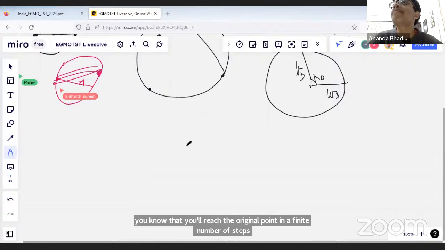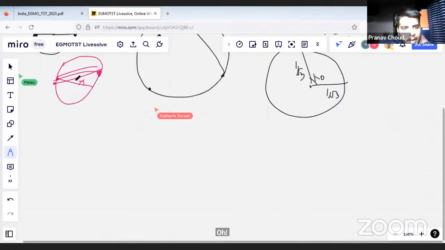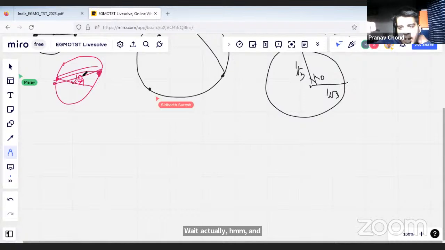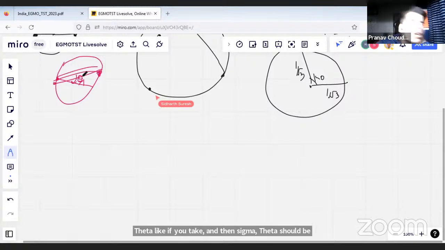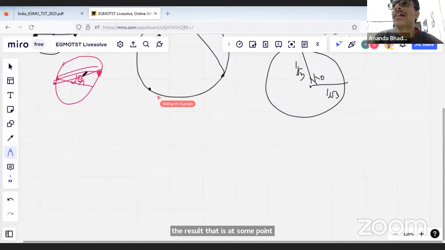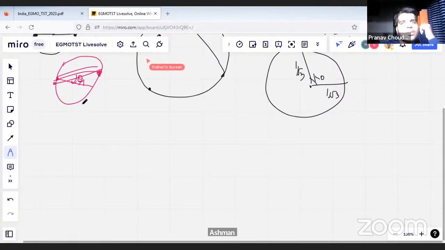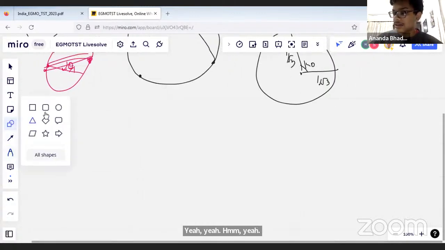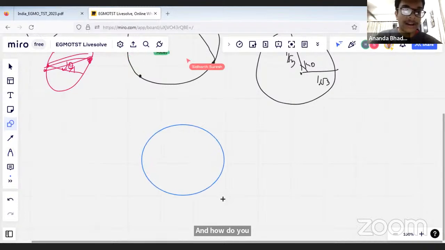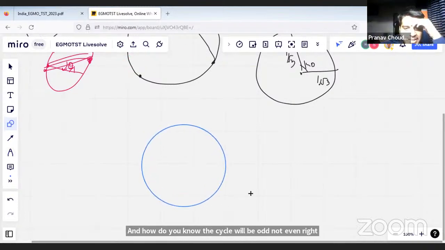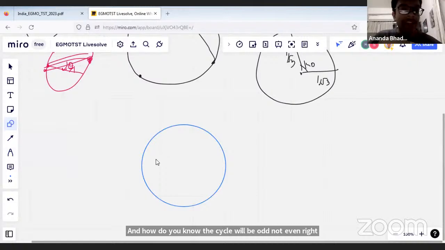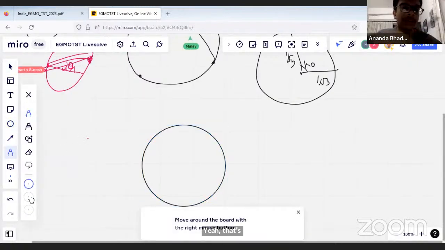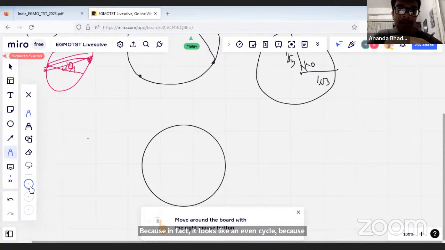Wait, actually. You should, right? Because you are always going by an angle theta, and then the sum of thetas should be divisible by 360 at some point. Yeah, only if theta is some rational multiple of pi. Something like that. Yeah, so that should work. I see. And how do you know the cycle will be odd, not even? Yeah, that I realize now. Because in fact, it looks like an even cycle because you're alternating between the two sides. Yeah, I see.